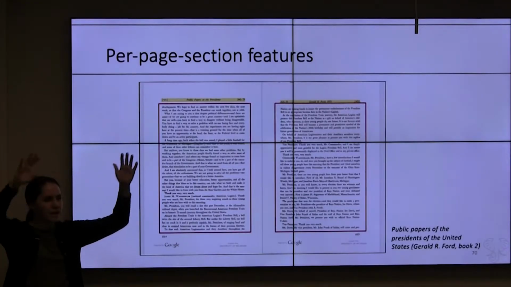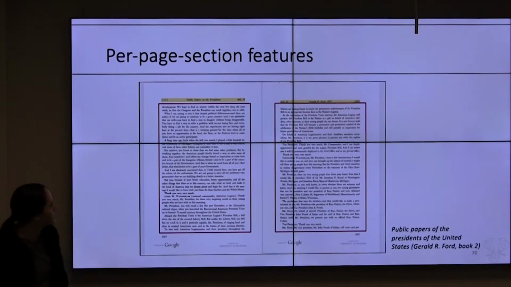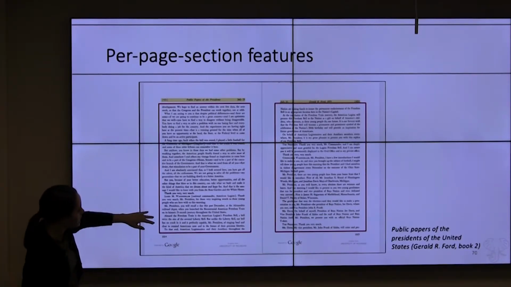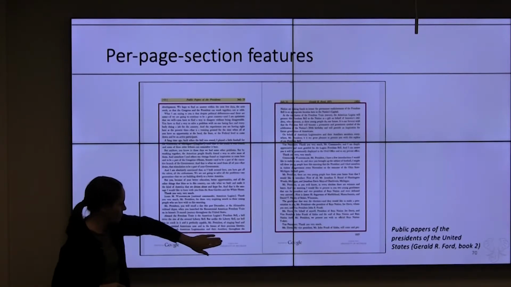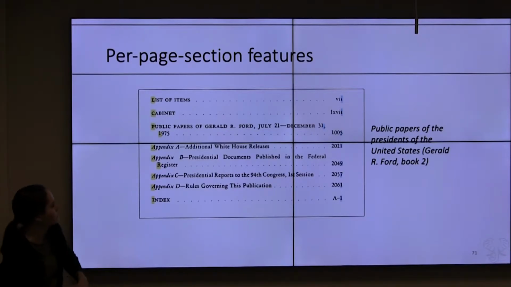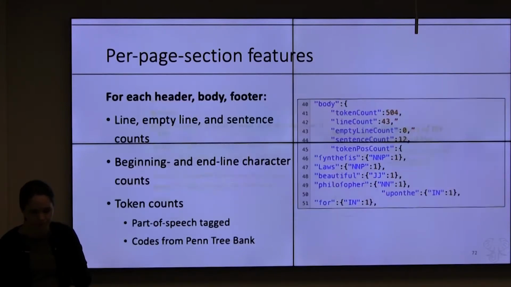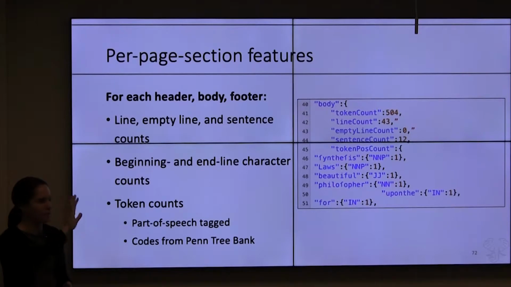Okay, so within each page, remember we're drilling down through our JSON, we have per page section features. Let's imagine our page from the actual work. We have a header, we have a body, and this one doesn't have a footer, but we could imagine that it's down there. We have characters that start lines, and characters that end lines. That information is reflected for each page section of every page in every volume.